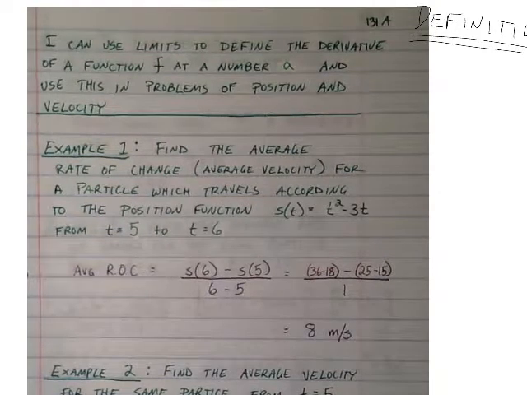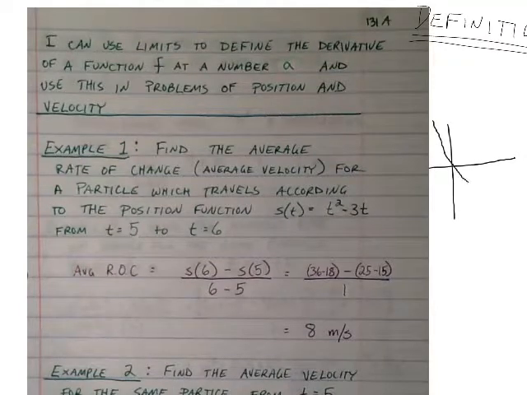Example 1. Find the average rate of change, average velocity, for a particle which travels according to the position function s of t equals t squared minus 3t from t equals 5 to t equals 6. So if you remember, basically average rate of change, we're looking at some sort of function that maybe does this, and we are interested in what is the average rate of change from time 5 to time 6. So a slope of that line.